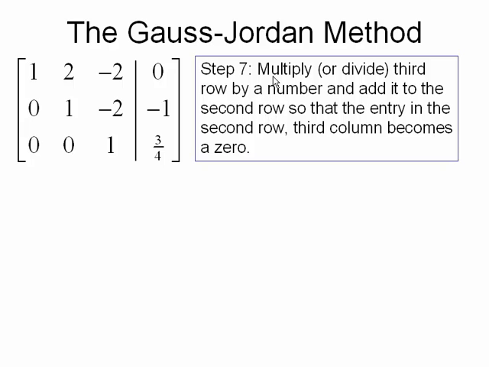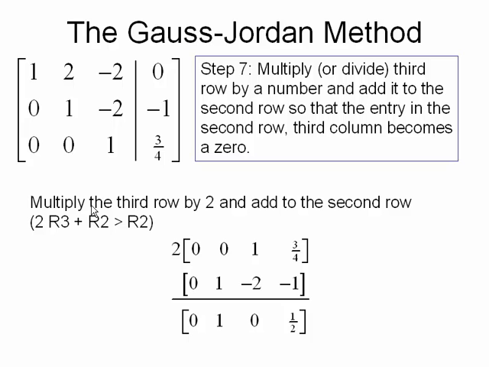So in step 7, we now need to multiply or divide the third row by a number and add it to the second row so that the entry in the second row, third column becomes a 0. So this negative 2 needs to become a 0. So I'm going to multiply that third row by 2 and add it to the second row. So here's 2 times the third row. I'm going to add it to the second row. And when I do that, I get 0, 1, 0, and 1/2. And now let's put that in place of the second row.